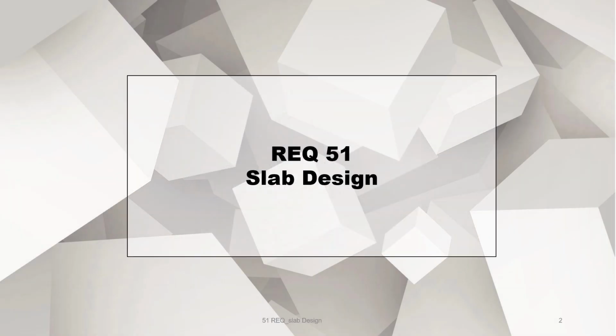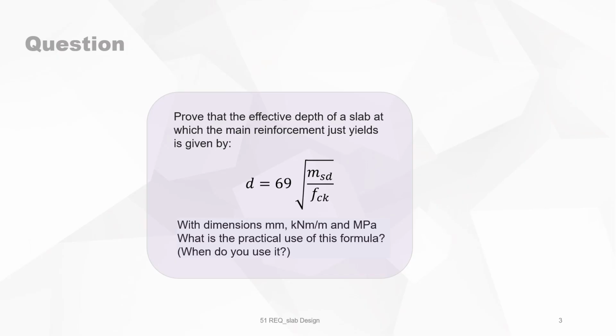Real exam questions. This is question 51 about slab design. Prove that the effective depth of a slab at which the main reinforcement just yields is given by 69 point something times the square root of the bending moment divided by the concrete quality. This formula is valid with dimensions d in millimeter, M in kilonewton meter per meter, and fck in megapascal.